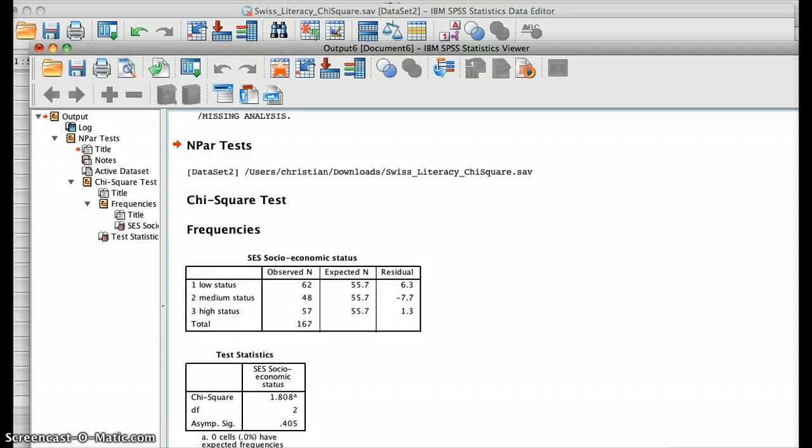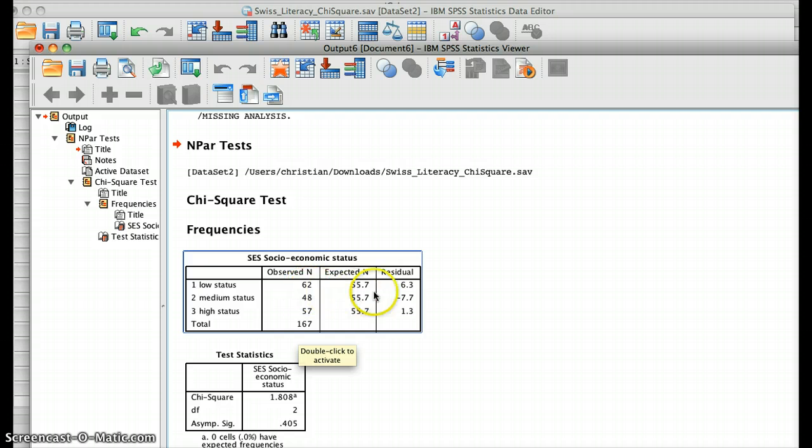Now, assuming that all categories are equal, we expect the same amount. So we expect a third of the population in each of these three categories. If you have four categories, it will be a fourth of the sample in each category, right? So here it is 55.7, it's a third. We expected 55.7 for the low status.